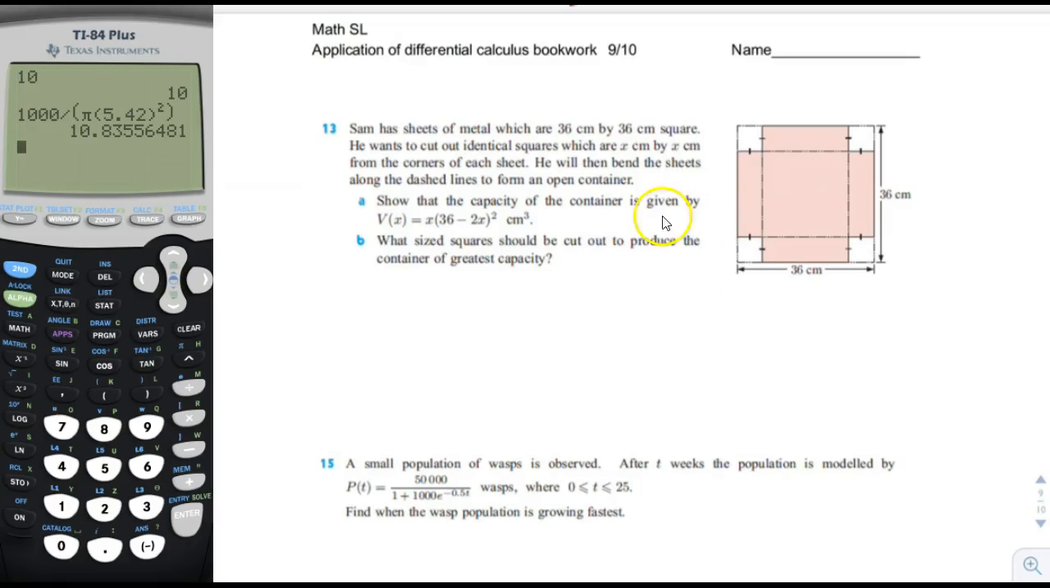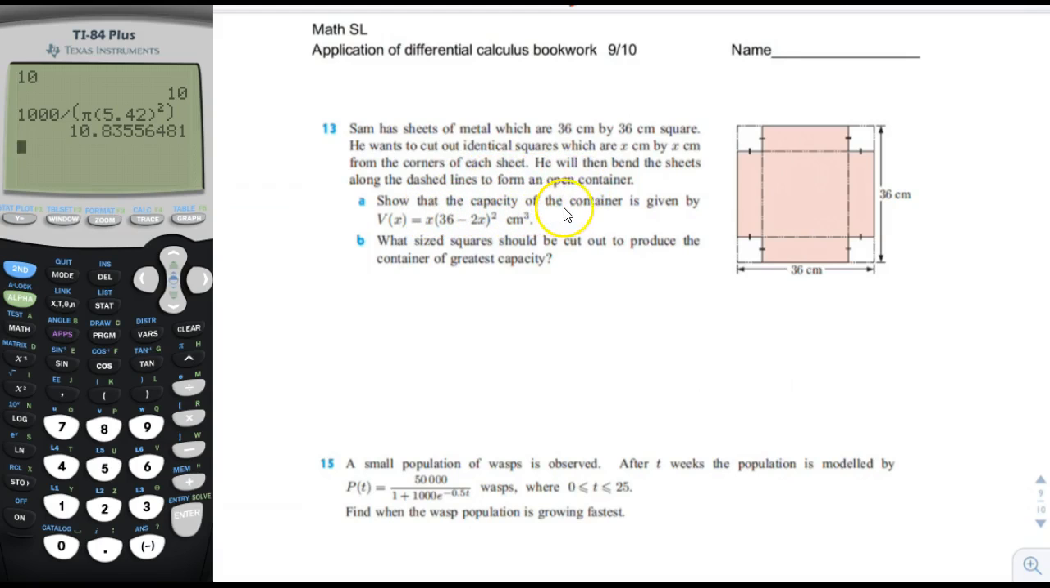Applications of Differential Calculus, page 9. Number 13. Sam has sheets of metal which are 36 by 36 square. He wants to cut out identical squares which are x by x centimeters from the corners. He will then bend the sheets along dashed lines to form an open container.